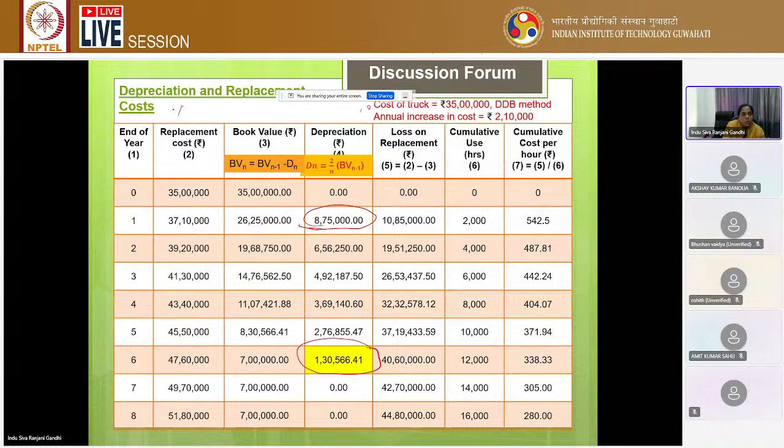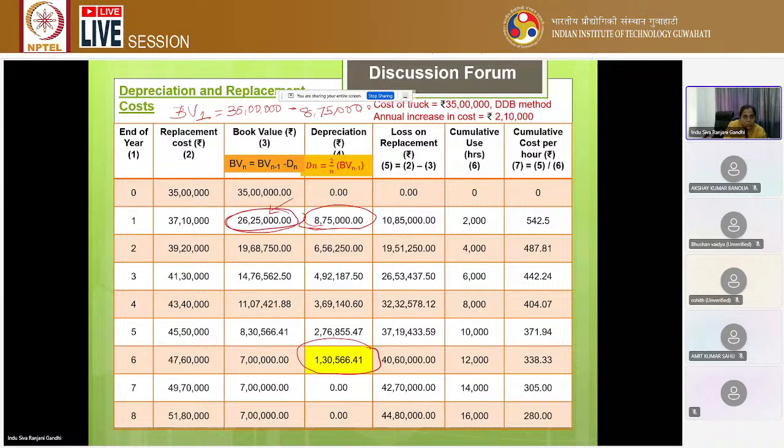So book value at the end of first year is nothing but the initial price, 35 lakh, minus the depreciation for the first year. So what is the depreciation for the first year? It is nothing but 8,75,000. So this gives you the book value at the end of first year as 26,25,000.